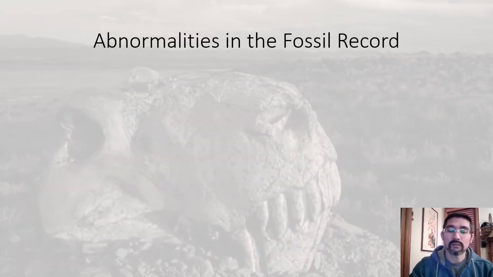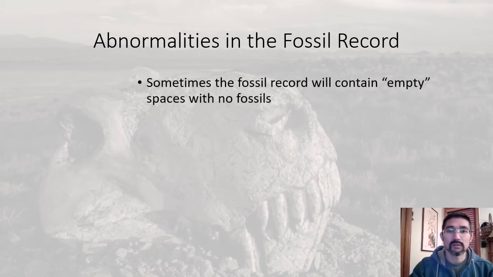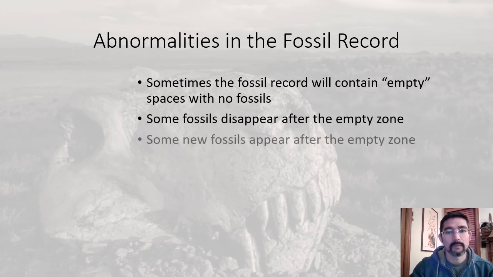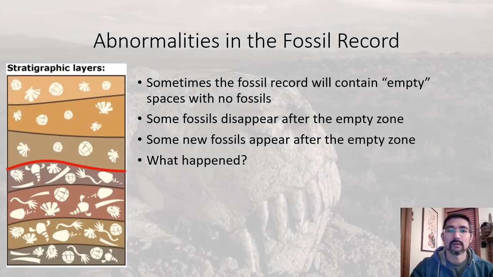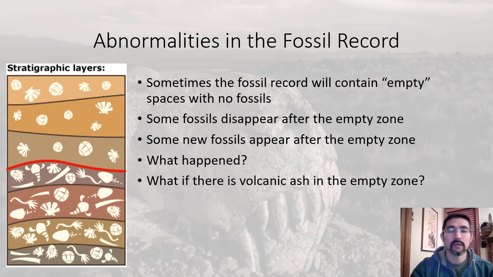Next, the fossil record sometimes has some abnormalities, and let's talk about this. So sometimes when you're looking for fossils, you'll find an empty space that has no fossils. And then when you're looking past that empty space, you'll find new and different fossils from what was before the empty space. Okay, and so let's talk about these empty spaces, because these empty spaces are super important. They really tell important stories about what's happening with life.